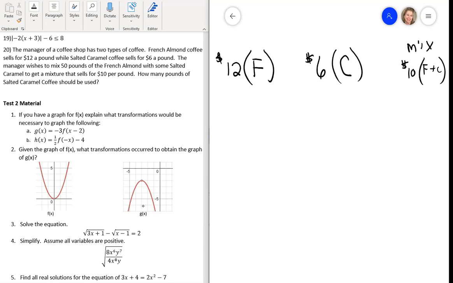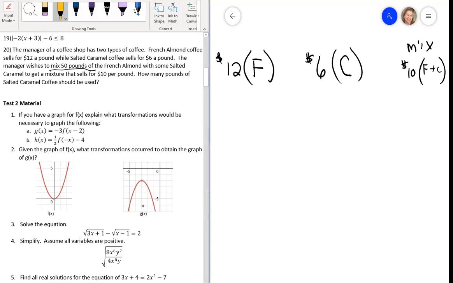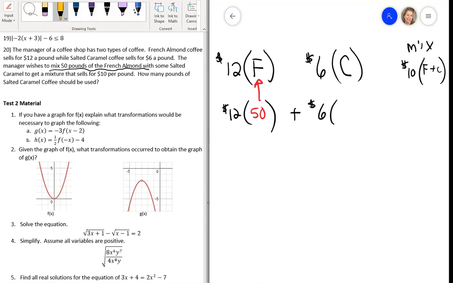The only other number they gave me was 50. He wishes to mix 50 pounds of the French almond, so I know how many pounds I have right here. He's going to take 50 pounds of French almond that will cost $12 per pound. He's going to add that to this caramel, and that's what they want to know: how many pounds of salted caramel should he use? That's my unknown. And when you're done, it's going to cost $10 per pound.